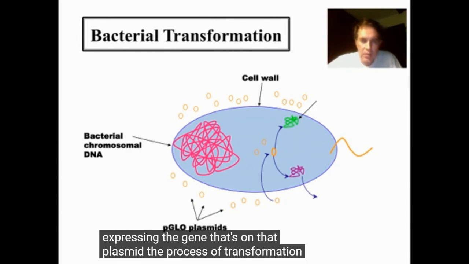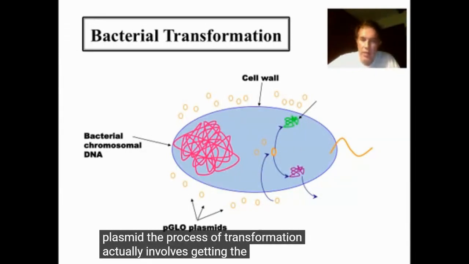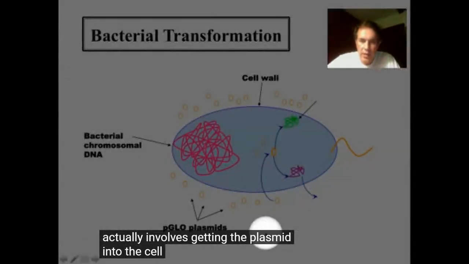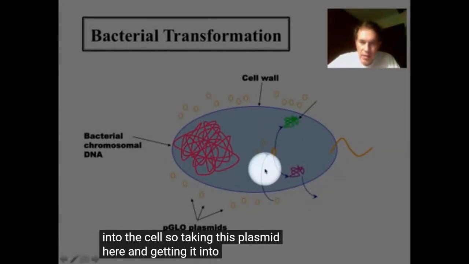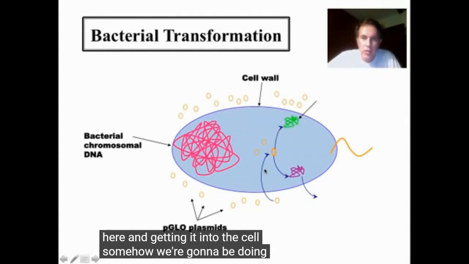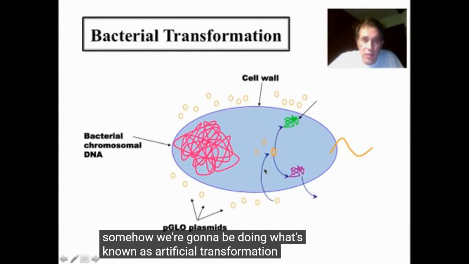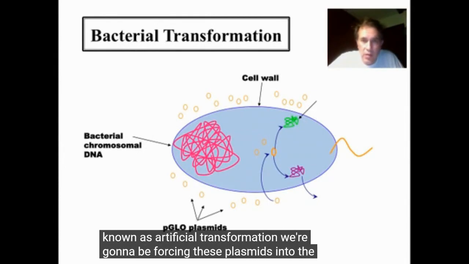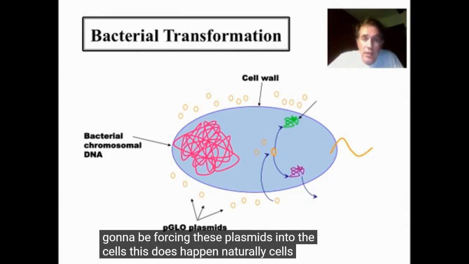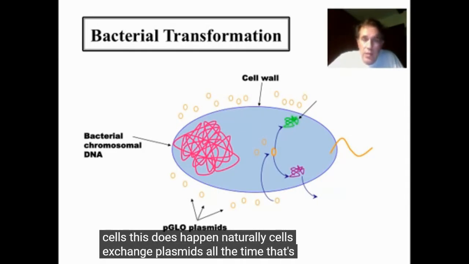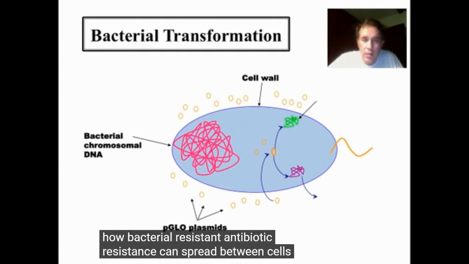The process of transformation actually involves getting the plasmid into the cell. So, taking this plasmid here and getting it into the cell somehow. We're going to be doing what's known as artificial transformation. We're going to be forcing these plasmids into the cells. This does happen naturally. Cells exchange plasmids all the time. That's how antibiotic resistance can spread between cells.